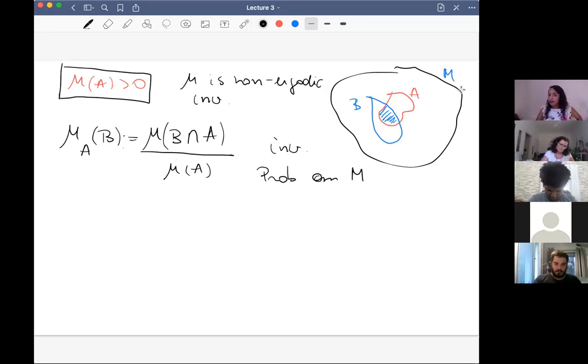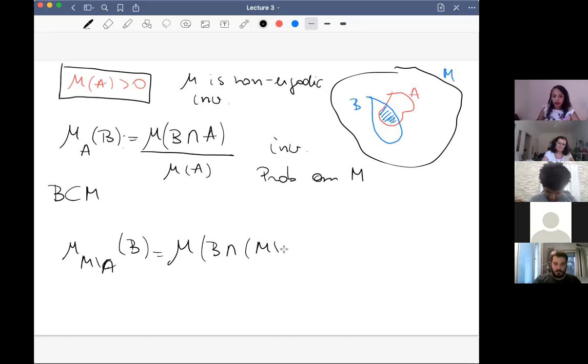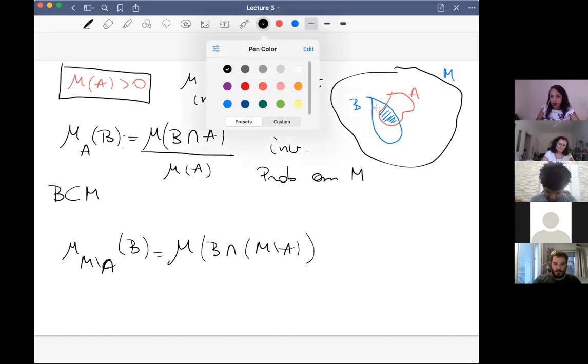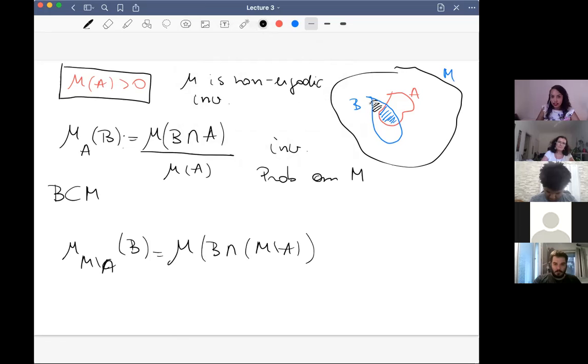On M, define B belonging to M, a set inside of M. So it's an invariant probability on M. You can also define the measure mu on the complement of A, more or less in the same way. You take the measure of B intersected with the complement of A, then you see the rest. Now you measure this part that is in the complement of A, but then you divide by the measure of the complement of A.